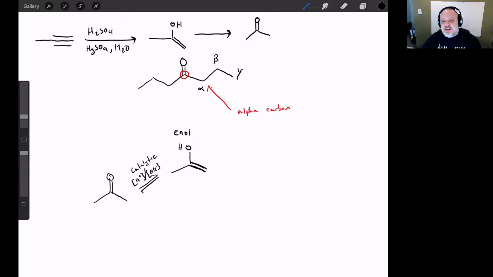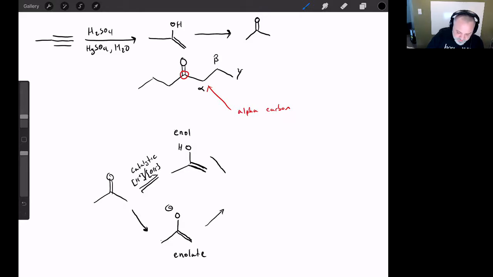If I have a catalytic amount of base or a catalytic amount of acid, then I can take a ketone and form an enol. But the alternative is that I can react it with a very strong base. If I do, then I get a negatively charged species here that has this double bond, and this is called an enolate. No matter what, whether we're talking about enols or enolates, we're going to replace a hydrogen at that alpha position with some other group. That's the chemistry that we're going to discuss in this chapter.